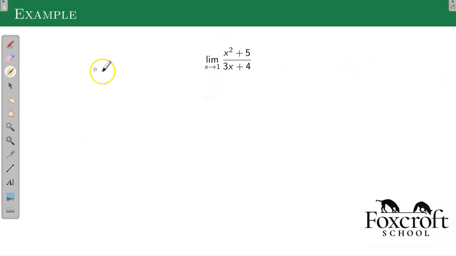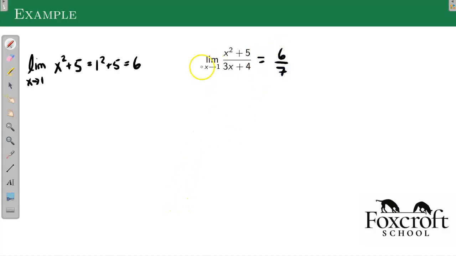All right, here's another example. The first thing I would do is find the limit as x approaches 1 of x squared plus 5. And I see that 1 squared plus 5 is 6. 6 is not 0 and it's not infinity, so this is not a L'Hopital's rule problem. This is actually just 6 over 7. You just plug in 1.